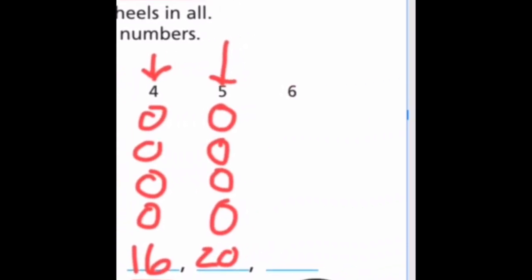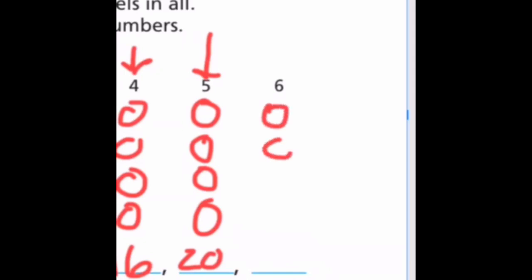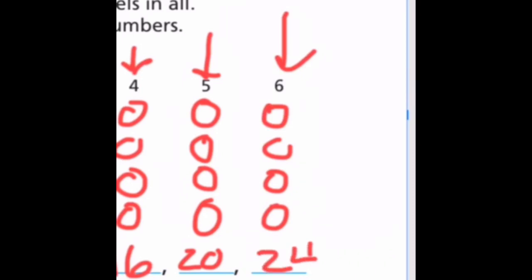We had 16. Add 4 more tires. Now at 20. And car number 6 also has 4 tires, so we were at 20. 20 plus 4 is 24.